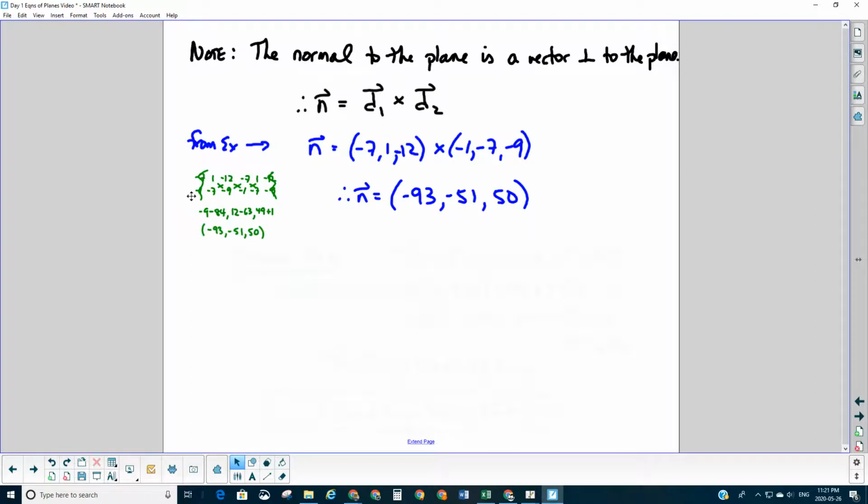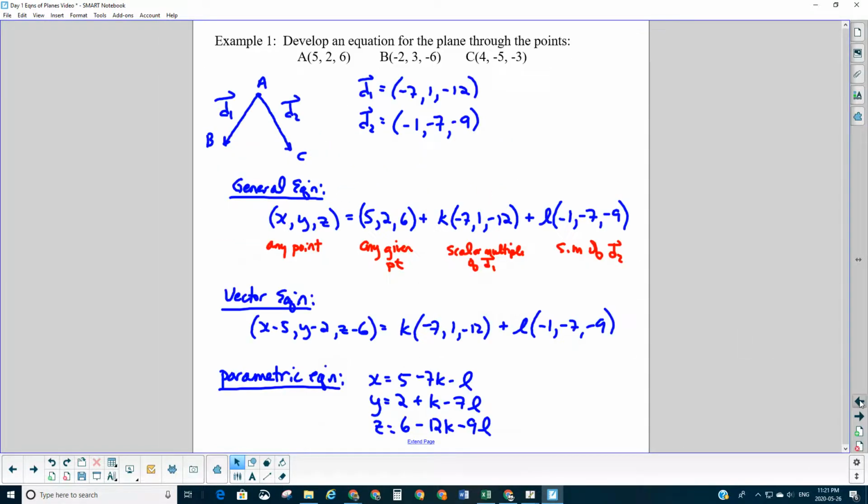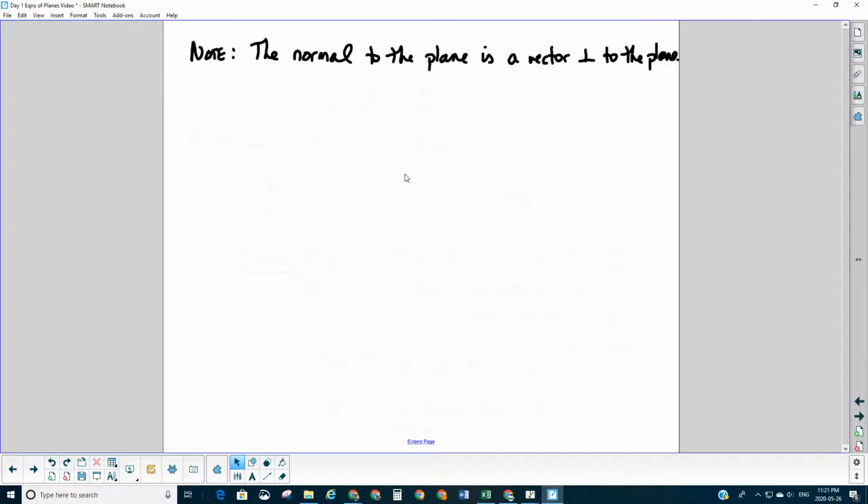And we're getting pretty good at finding cross products, so we can find the cross product pretty quickly. So where does the normal come in to this equation of a plane? I had a general equation, a vector equation, which used the two direction vectors. There was no symmetric equation. There's a parametric equation, but there is a scalar.